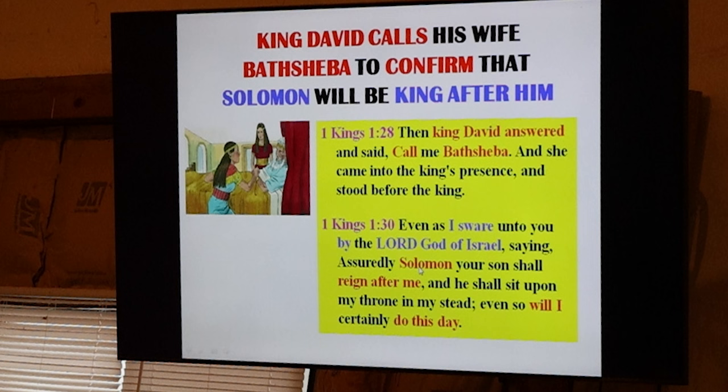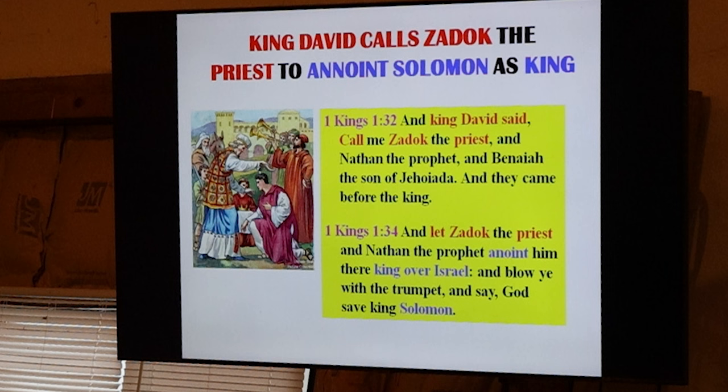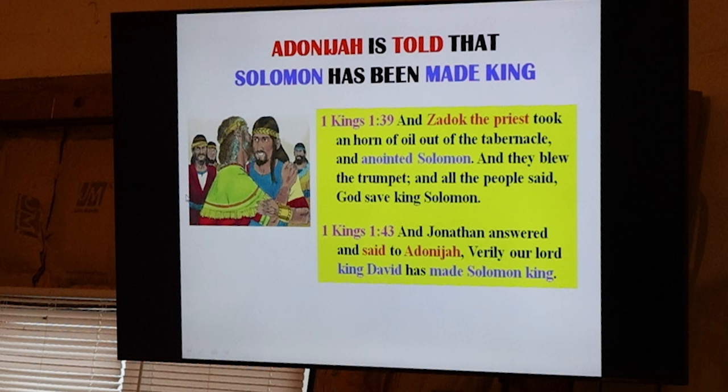Fetch for me Bathsheba. And he says, now I had already sworn by the Lord God of Israel that your son Solomon, our son Solomon, is going to be king after me. And so then he tells Zadok and Nathan to go anoint Solomon as the king. And so they do. Zadok the priest anoints Solomon. And then the word gets back to Adonijah that King David has made Solomon the king.